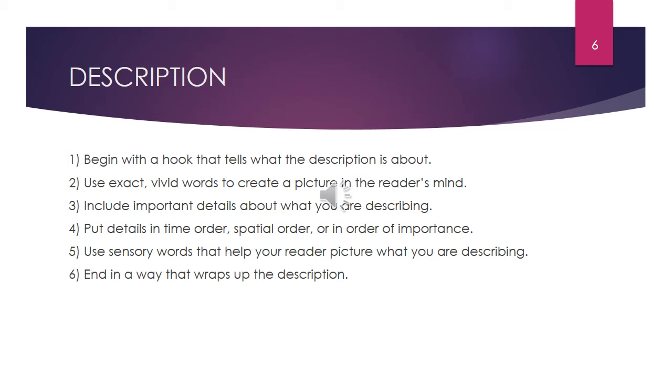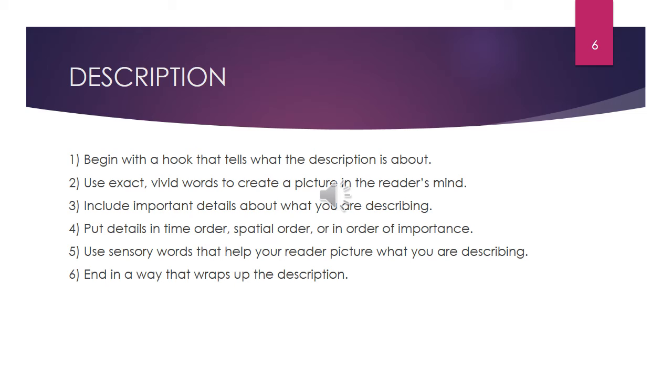Now in this session I'm going to cover a topic which will come in your writing: description, how to write a description. Here I have given 6 points. Begin with a hook that tells what the description is about. You can start by giving some details or the introduction part of it. This deals with the introduction. A hook means it's a hint you are providing when you start a description. Now second is to use exact, vivid words to create a picture in the reader's mind.